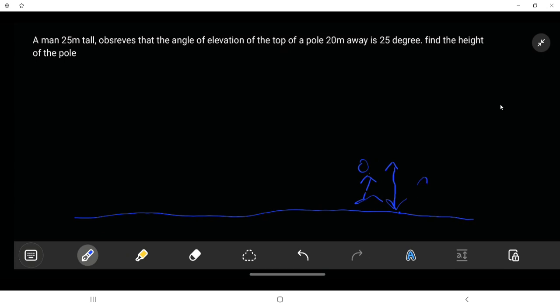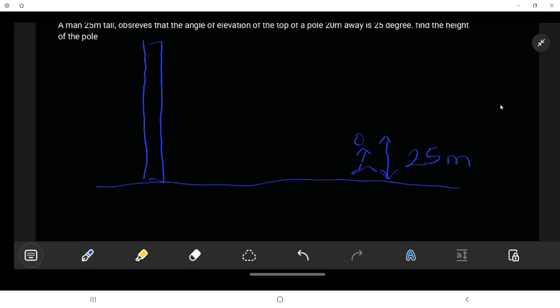So his height is 25 meters tall. Okay, 25 meters, that's his height. Say a man 25 meters tall observes the angle of elevation of the top of a pole 20 meters away. So let's just illustrate this. So this is the pole, which is 20 meters away from the man. So the distance is 20 meters away.